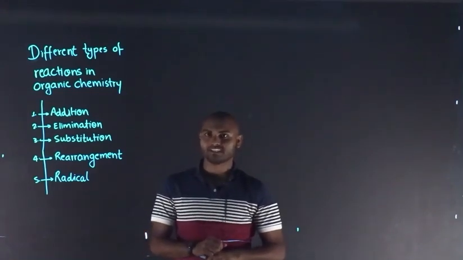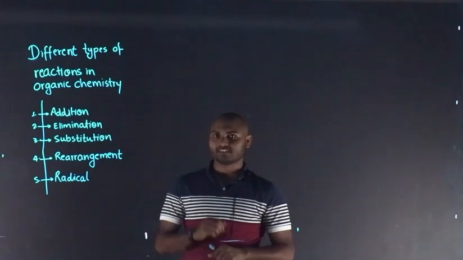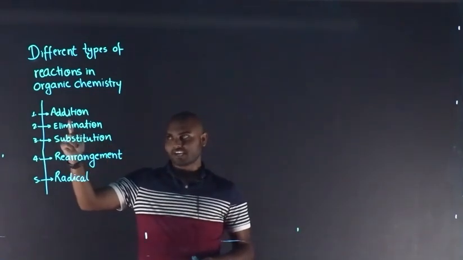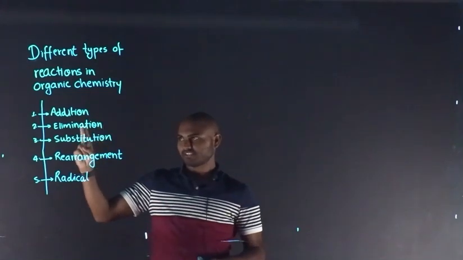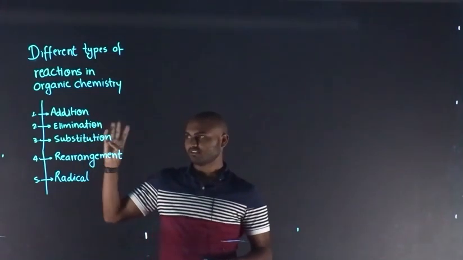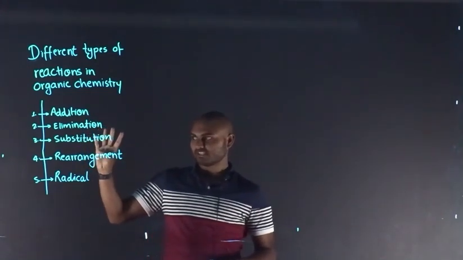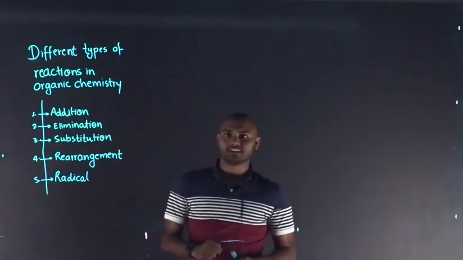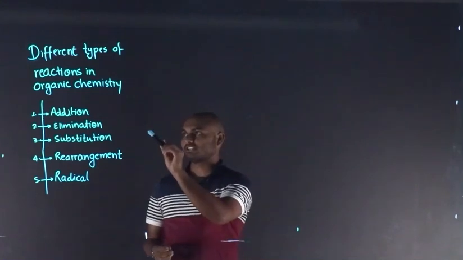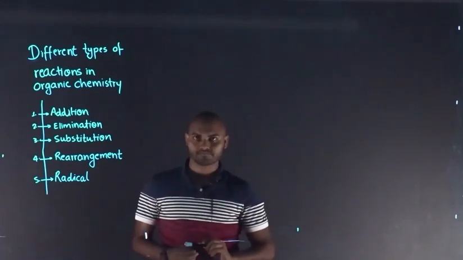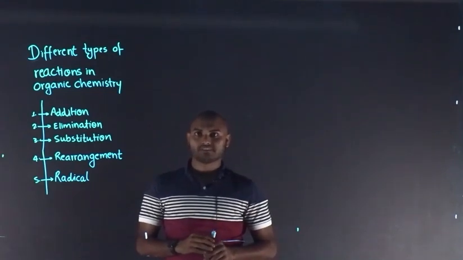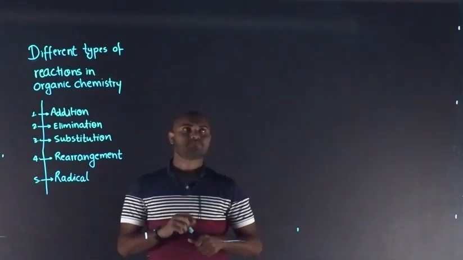In organic chemistry, when we talk about reactions, there are 5 major categories. 1. Addition reaction. 2. Elimination. 3. Substitution. 4. Rearrangement. And 5. Radical reactions. In this video today, we are going to talk about addition, elimination, and substitution. Rearrangement and radical reactions is something that we will talk about in the next video.